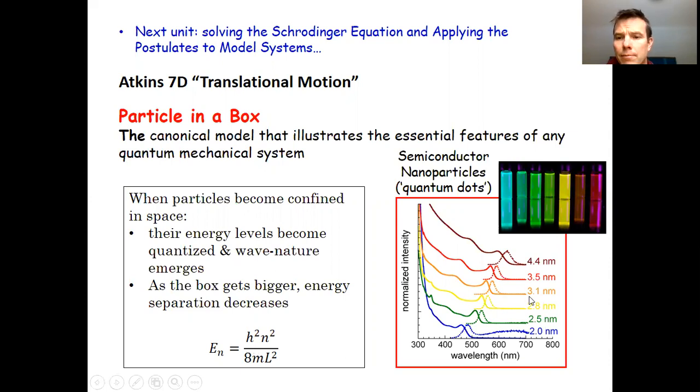It's from my research lab. These are semiconductor nanoparticles. They glow different colors of light, as you can see here. And what's different about these particles is the size. Right? Some are 2 nanometers in diameter, some are 4. And what you see is that as the particle gets bigger, the color they glow shifts to longer wavelengths. Right? Energy level separation is decreasing.